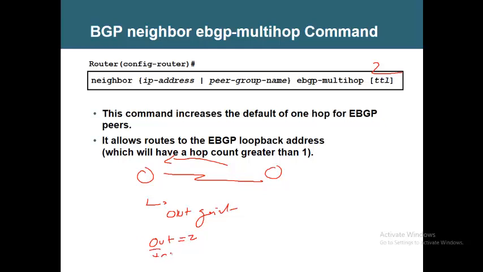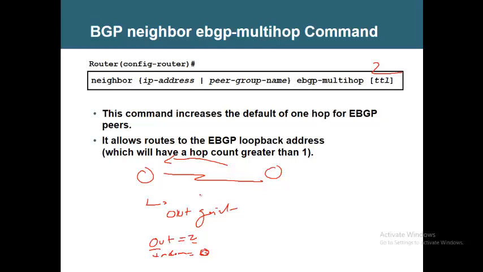Incoming is 0. What does this mean? This means that when you send the packet, you will put TTL 2 and send. When you receive the packet, even if the packet has a 0 TTL value, you will receive. You got it? Yes, sir. If a packet is coming with TTL 100, will it receive? Yes, it will. When a packet is received with 20, also it will receive. When the packet is received with 2, also it will receive.